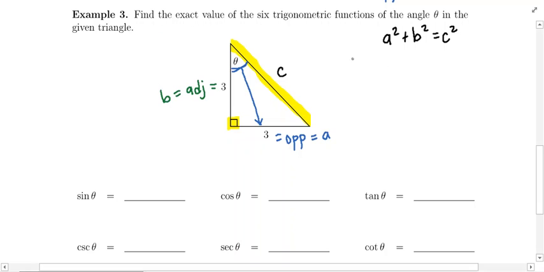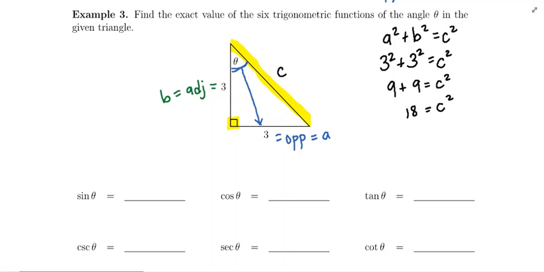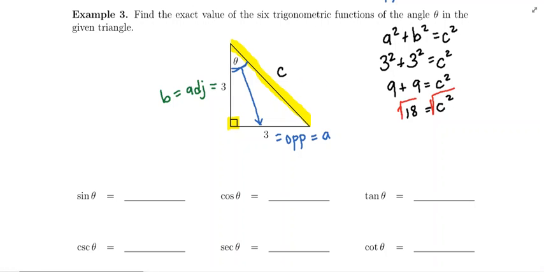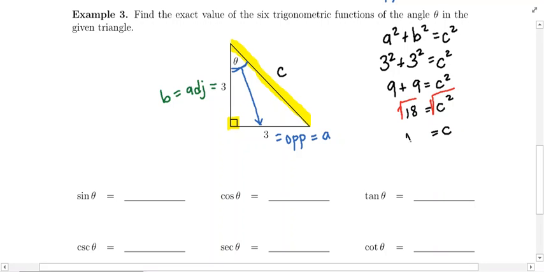So a squared is going to be the opposite side squared, so that's 3 squared, plus b is the adjacent side squared, so that's another 3 squared. That's going to equal c squared. If we simplify this, we get 9 plus 9 is equal to c squared. So c squared is equal to 18. We want c, not c squared, so to undo the square, we take the square root of both sides. We get that c is the square root of 18.